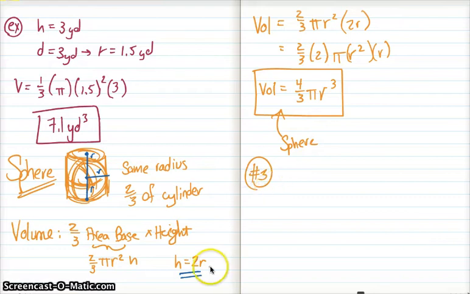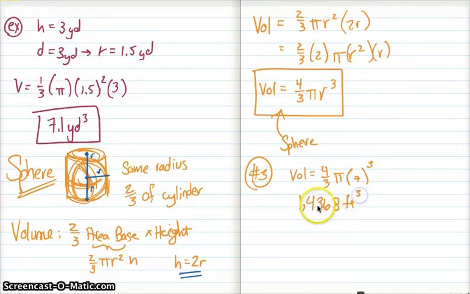And what I'd like you to do is to go ahead and apply this volume formula to number 3. Hit pause, hit unpause when you're ready to see the solution. Okay, so in number 3, when you substitute your values in, you should get 4/3 pi, and then they give you the radius of 7 feet. And we will have to cube that. So when you do that, you will get 1,436.8 feet squared. I'm sorry, cubed.